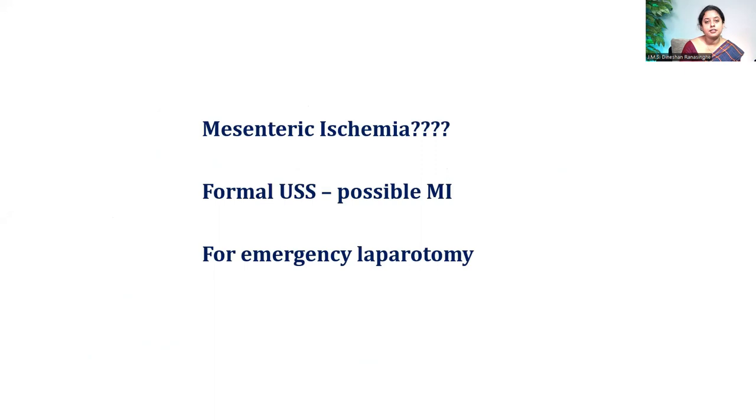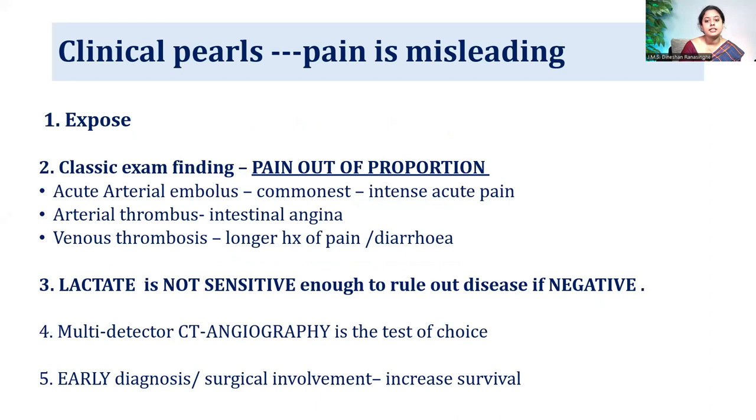So our first diagnosis, could it be mesenteric ischemia? We did a formal ultrasound scan. Remember, scan is not pathognomonic or the gold standard test in bowel pathologies, but this was happening in a peripheral unit, so we didn't have access to the CT scan, so we did a formal ultrasound. It also showed a possibility of mesenteric ischemia, and within 15 minutes of presentation to the emergency unit, this patient was diagnosed as possible mesenteric ischemia, and we made a surgical referral for an emergency laparotomy.